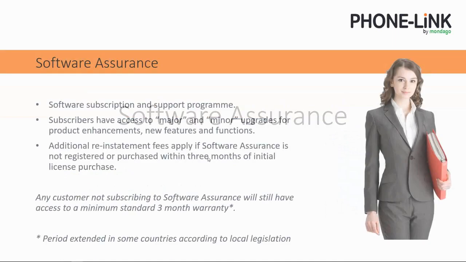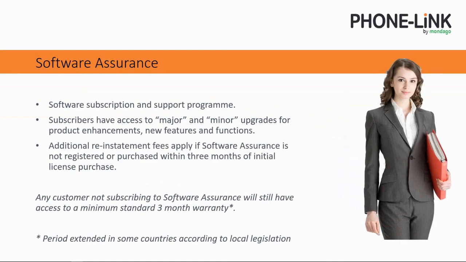Final comments that I will make is on software assurance. So customers that have got software assurance means that they are part of the subscription and support program. It means that if there are any major or minor upgrades to the PhoneLink software, they will have access to them.